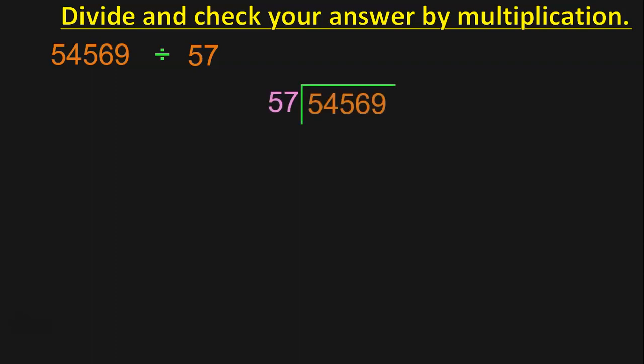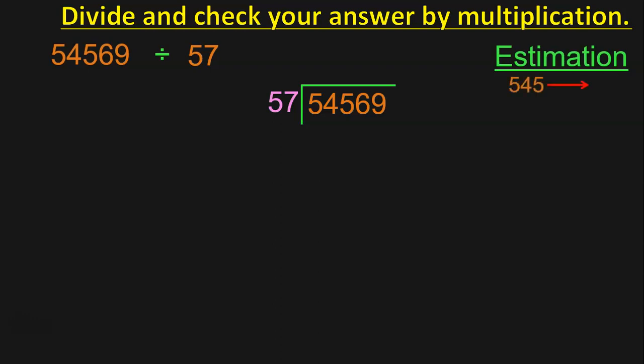54,569 divided by 57. So in this case, the first digit is very small. When you take the first two digits, it is 54. Even that is lesser than 57. So what you do, the next step is to take the first three digits, 545. So we have to divide 545 by 57. We are going to use the estimation technique.